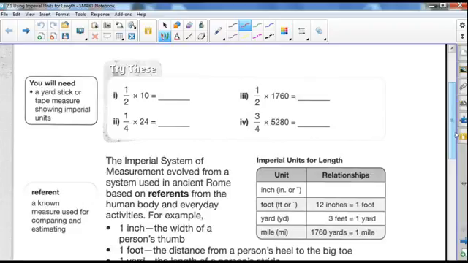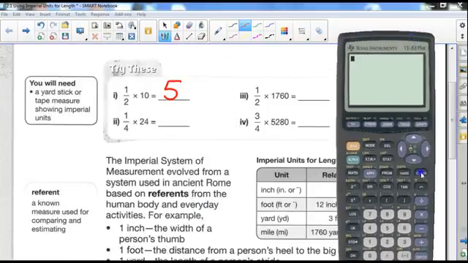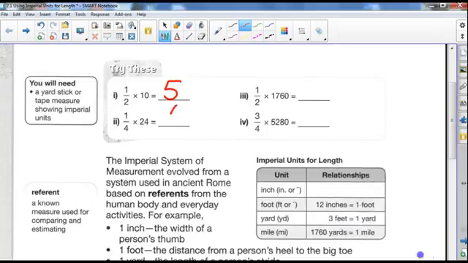1/2 times 10, well that's the same as 0.5 times 10 or half of 10. We know that's 5. 1/4 of 24, okay, so 1/4 is 0.25. So we can take 0.25 and multiply that by 24 and we get an answer of 6. Or you can do 1 divided by 4 like we did on the getting started, and multiply that by 24 and we end up with the same answer of 6.